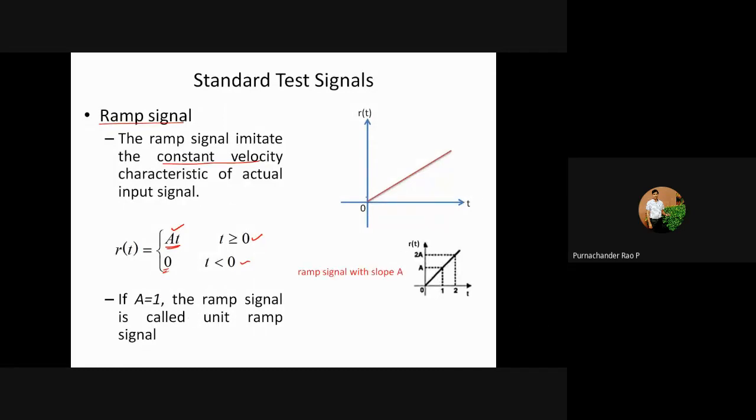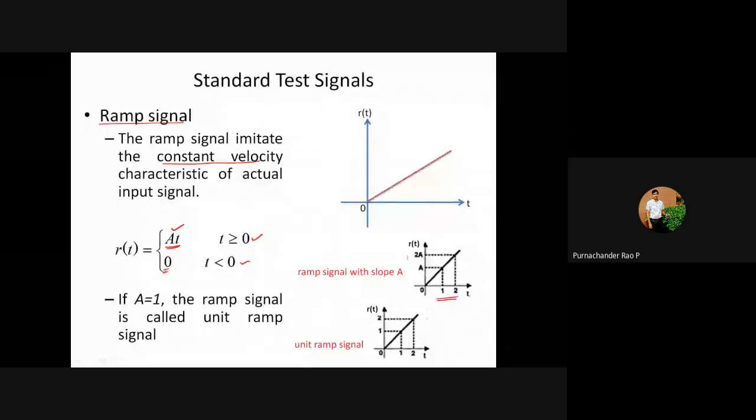For this, the slope of the signal will always be a as you change the time from 1 to infinity. For a unit ramp signal, this value is always 1. Here, the value varies as a, 2a, 3a, and so on. But for a unit ramp signal, the variation is 1, and your input variation magnitude is also 1. If this is 2, that is 2, and so on. So it will always have a constant slope of 1. So this is about the ramp signal.